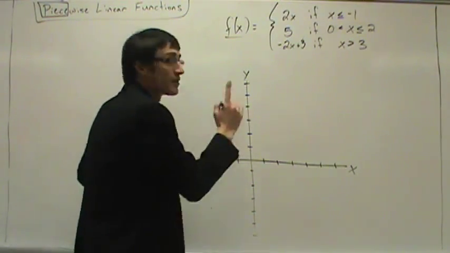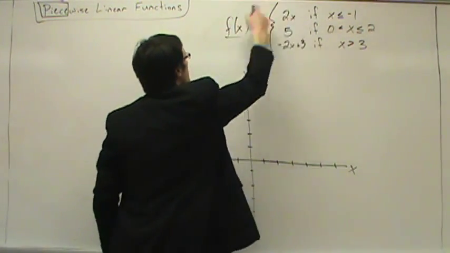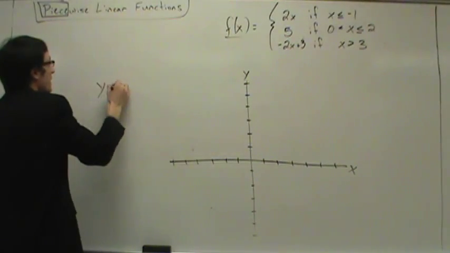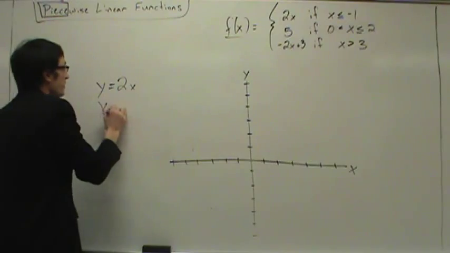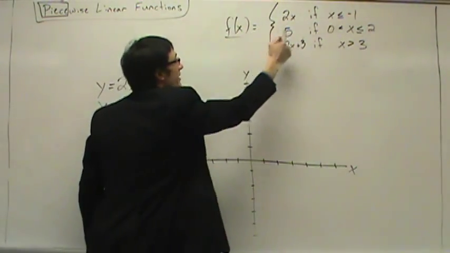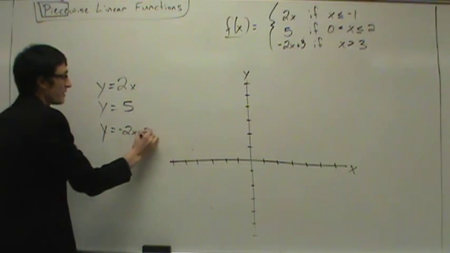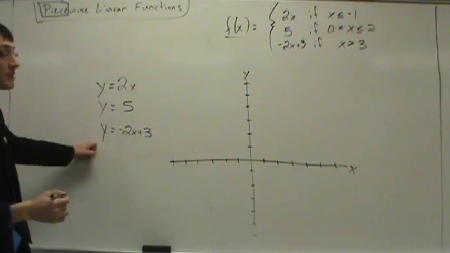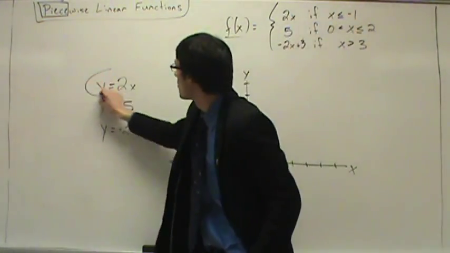Now, I'll show you the easier way to do this is not to start with the line itself. Remember, we're looking at 3 lines here: y equals 2x, y equals 5, and y equals -2x plus 3. Instead of starting by graphing your lines, rather start with your domain. So we're going to look at one line at a time.